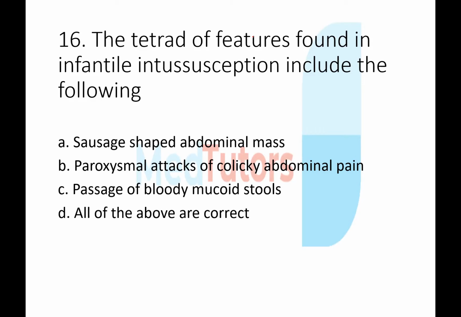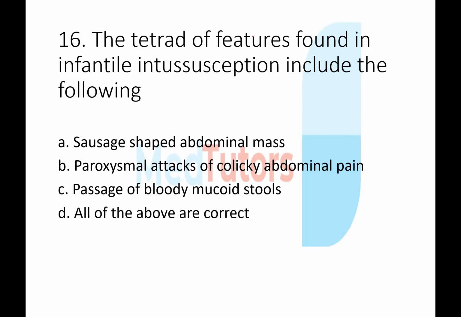Now, you should know that the commonest site of intussusception is at the ileocecal junction, where the terminal ileum telescopes into the colon. And this will give you a sausage-shaped mass. And on ultrasound, you see a target sign. Now, a sausage-shaped mass is correct.